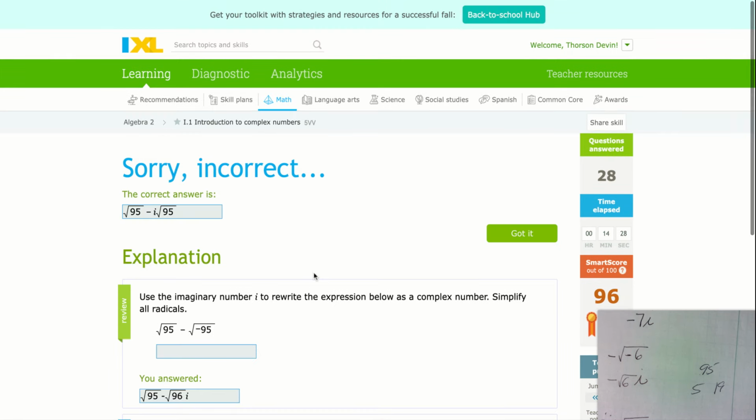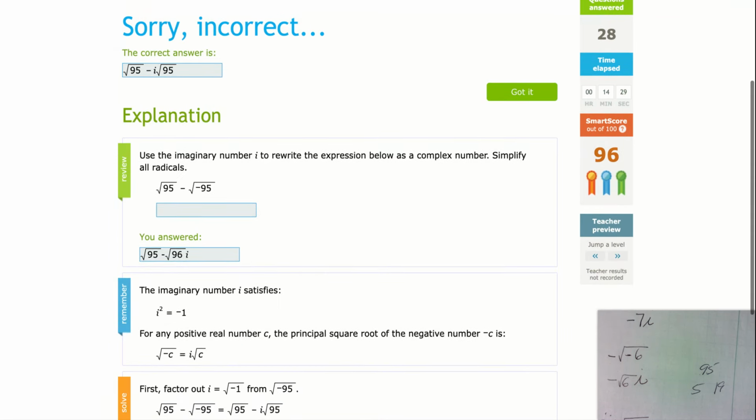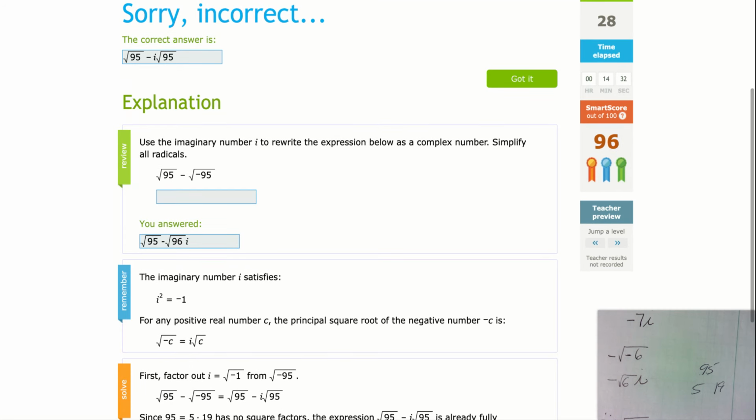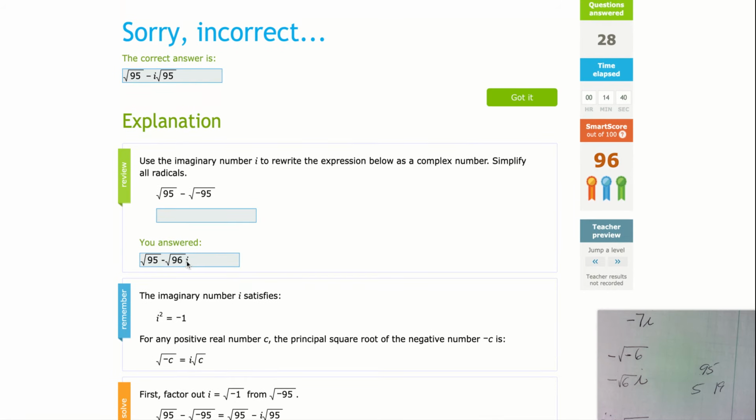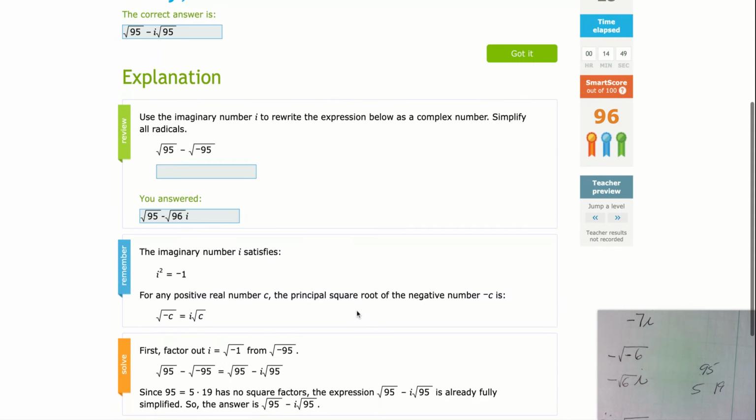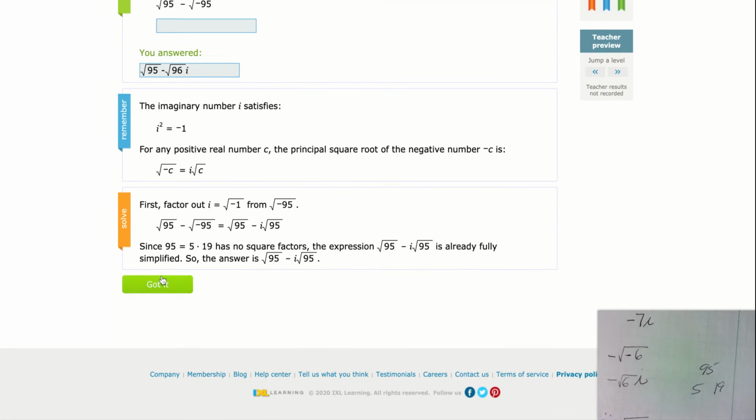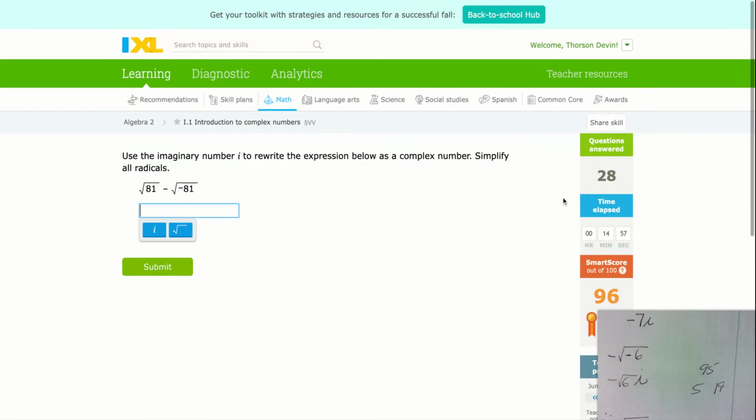If you have any questions, please do bring them to class. What did I do? Square root of 95 plus square, oh, I put a 96, huh? And you notice they put the i in front. That's perfectly fine. I put it behind it and accepted it. They put it in front. And that might actually be nicer because then you don't get ever confused that it's underneath the square root. If you have questions, let me know, and I will help you when you get to class.